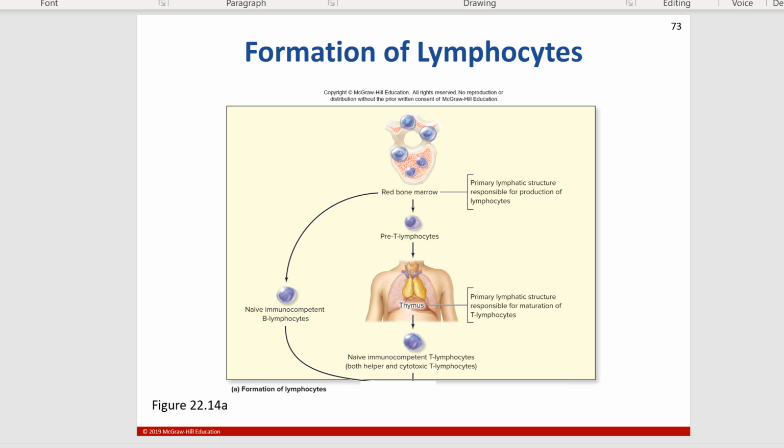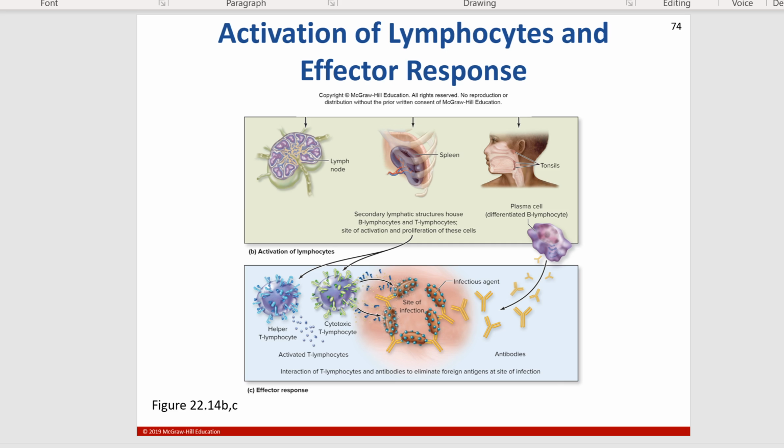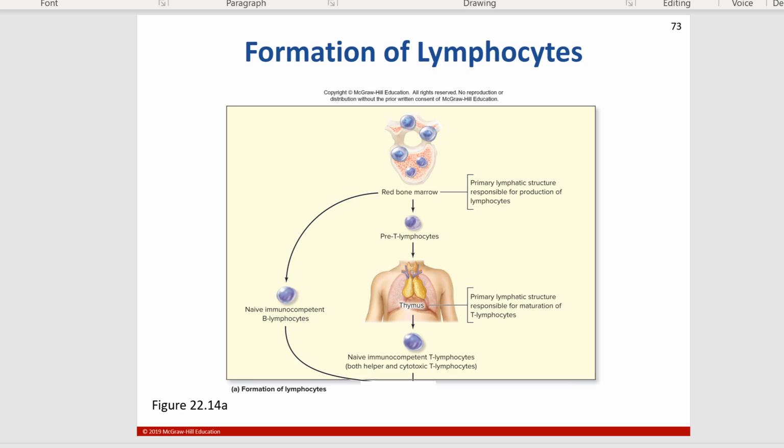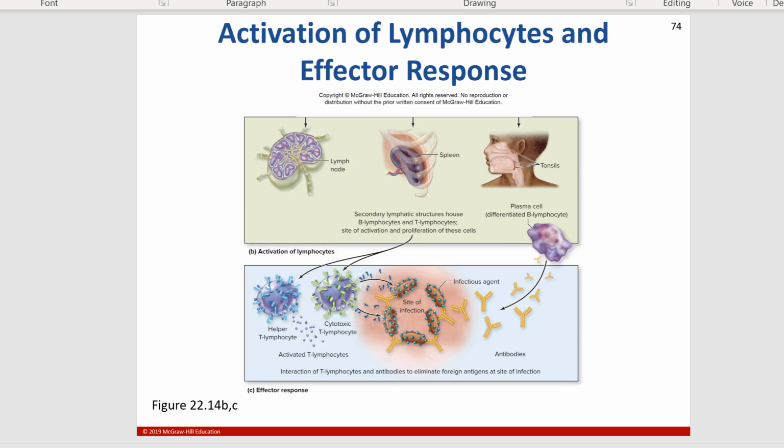Formation of lymphocytes again. Activation of lymphocytes. So we were talking about the formation of lymphocytes a minute ago. Now this is the activation of them. Once they've been activated, they cause the immune response that we call the adaptive response.